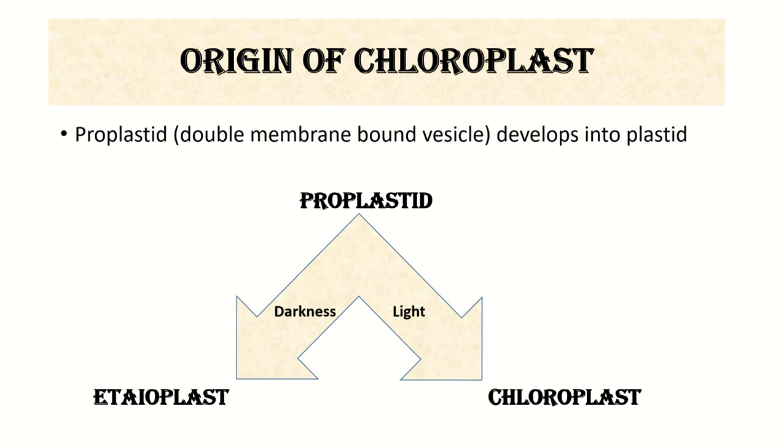Now let's talk about the origin of chloroplast. Chloroplast is believed to have evolved or developed from proplastid. Proplastid is a double membrane bound vesicle which finally develops into a plastid. Proplastid, when exposed to darkness, will develop into etioplast. Etioplast is that type of a plastid which has not been exposed to light. On the other hand, proplastid, when exposed to light, will develop into chloroplast.